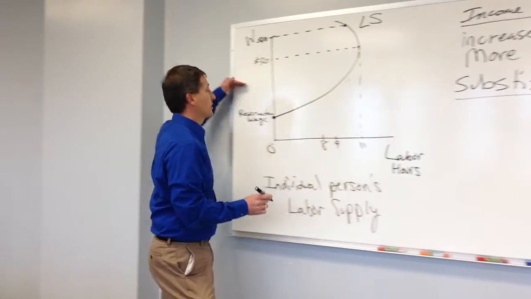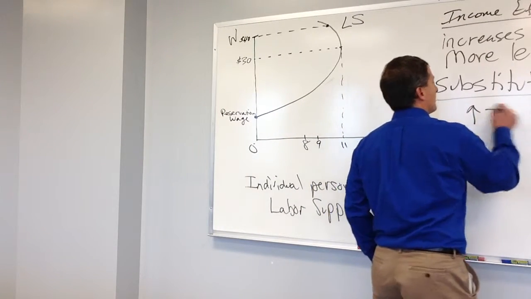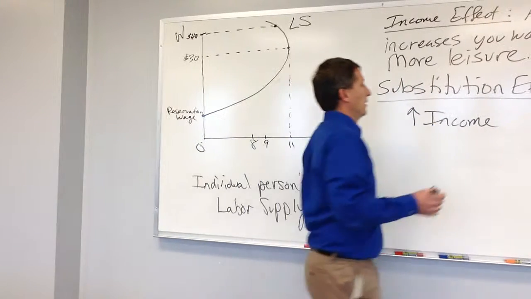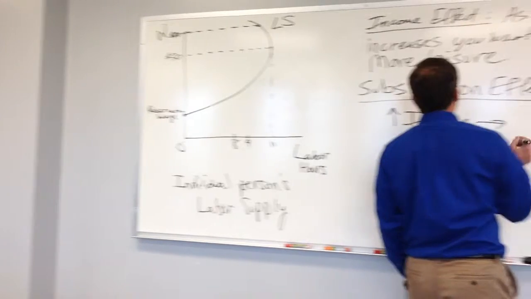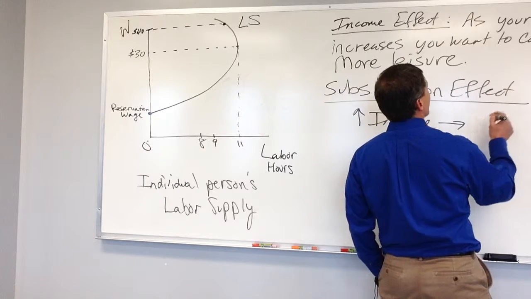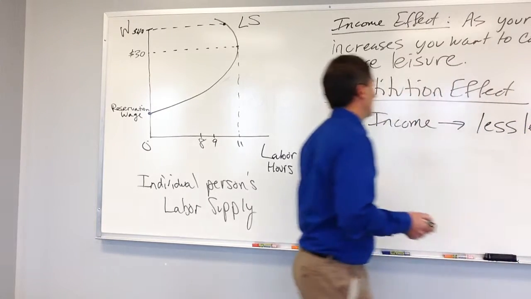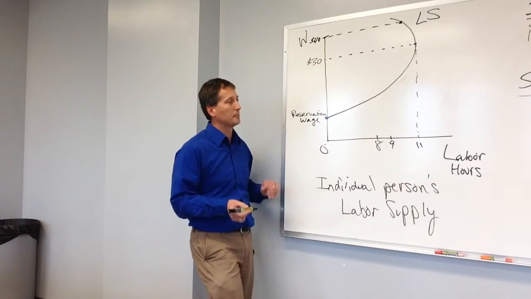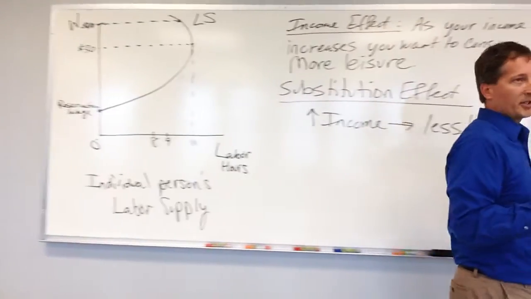As our wage goes up, as our income goes up, an increase in income leads you to more work or less leisure. Less leisure, more work as the wage goes up. So those two things are always battling each other.